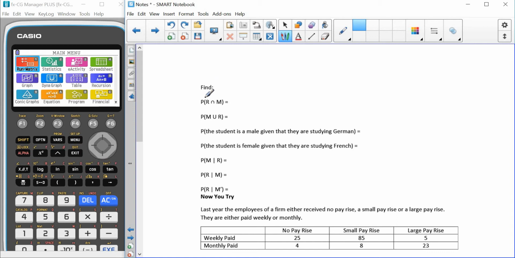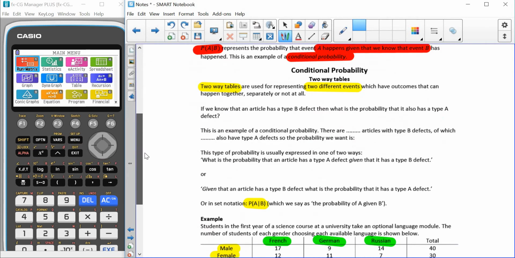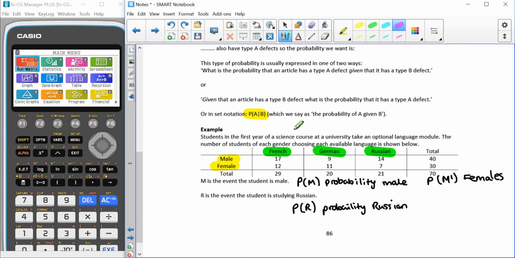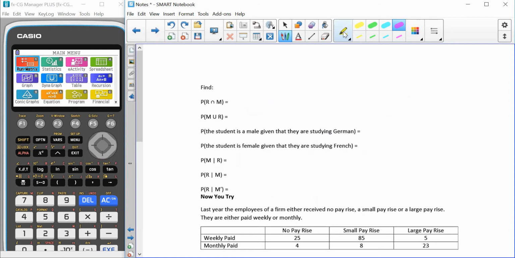Okay, so now we're trying to find the probability R intersect M. So if I go back, R and M means that we're looking at Russian and male, which was representing these 14 people here. So that's 14 people out of our total of 70 people. So that's our probability, 14 out of 70.